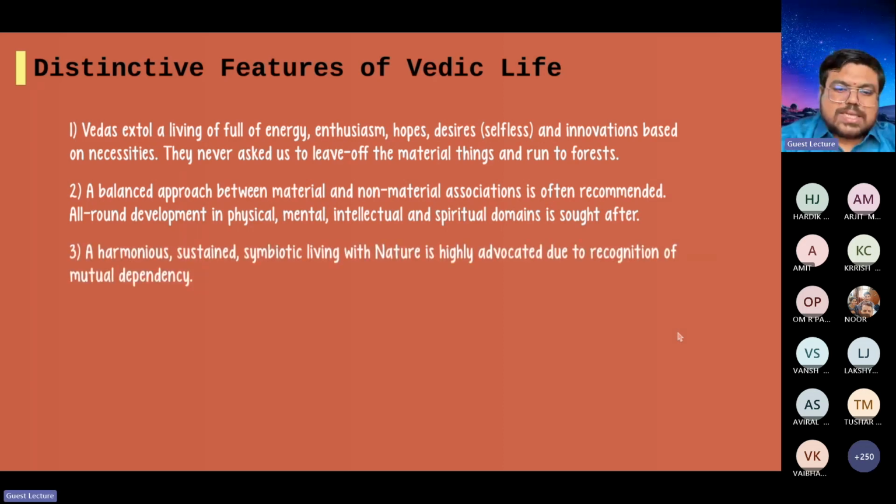A harmonious, sustained, symbiotic living with nature is highly advocated due to recognition of mutual dependency. The reason, again: we think we eat food and the food is digested. How many of you know that the food is digested because of the good bacteria in our intestines? So, are we not dependent on the good bacteria? That is why they say taking antibiotics will also kill the good bacteria. Hence, again, to restore our health, it will take some time after the antibiotic course.